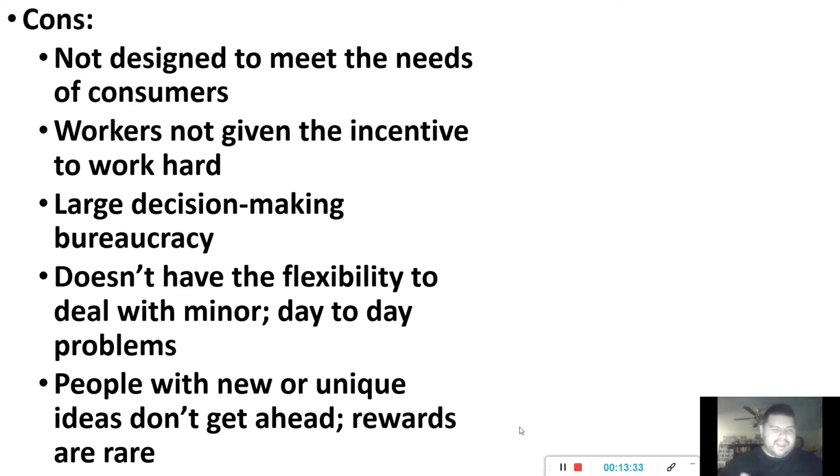So the cons, the bad things. First off, it's not designed to meet the needs of the consumers. The average person, the average Joe, like I was saying, the essential workers, yeah, they'll get their gloves and masks, things like that. But if you and me were to ask, hey, we need gloves and masks, they would probably be like, okay, yeah, if we have some extra, sure, yeah. Are they going to do it? Probably not.